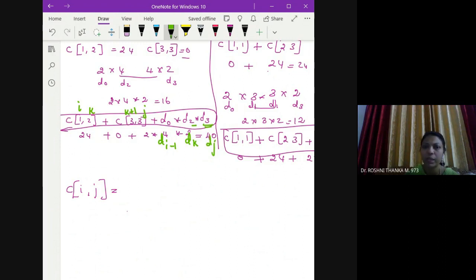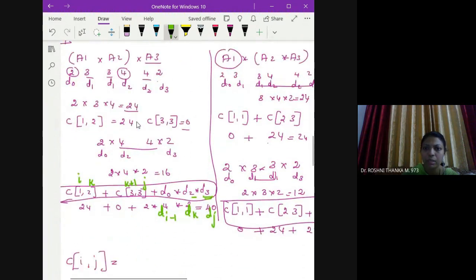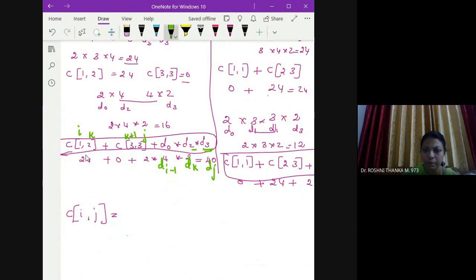Okay. So here I and 3. If I want to multiply the matrices 1, 2, 3, how will I divide it? First I have to find the cost of I to k, and then the cost of k plus 1 to j, plus this d0. 0 means it is 1 less than the value of I. So d I minus 1 into 2, which means this k, dk, and 3. 3 is the notation of this j's value, so we can say it as dj.